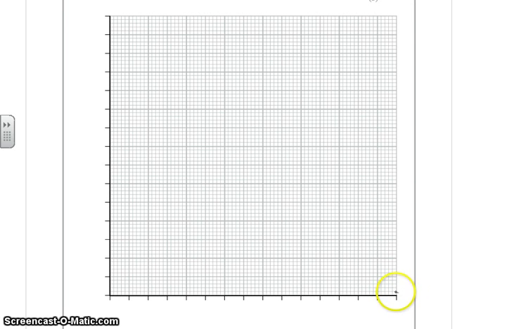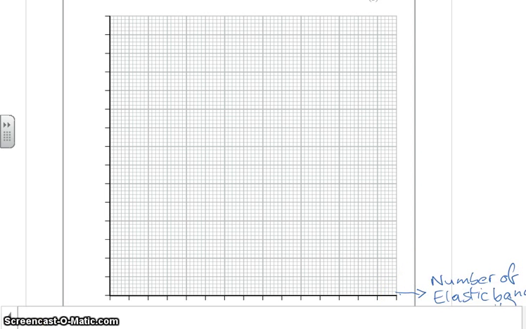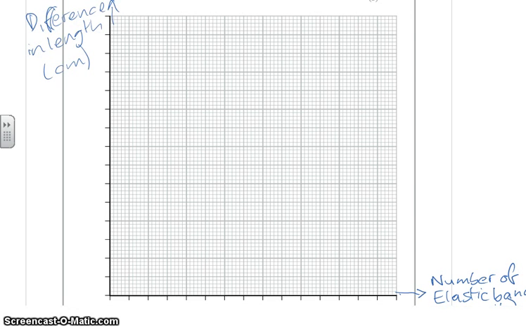So on the x-axis we're going to need the number of elastic bands. The reason that goes on the x-axis is because that's the independent variable. That was the thing that was changed in the experiment, and of course that doesn't have any units. So on the y-axis we've got the dependent variable, which is the difference in length, and the units are in centimeters.